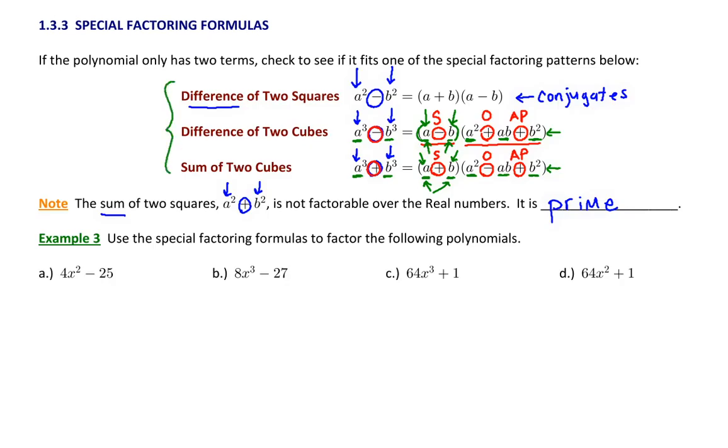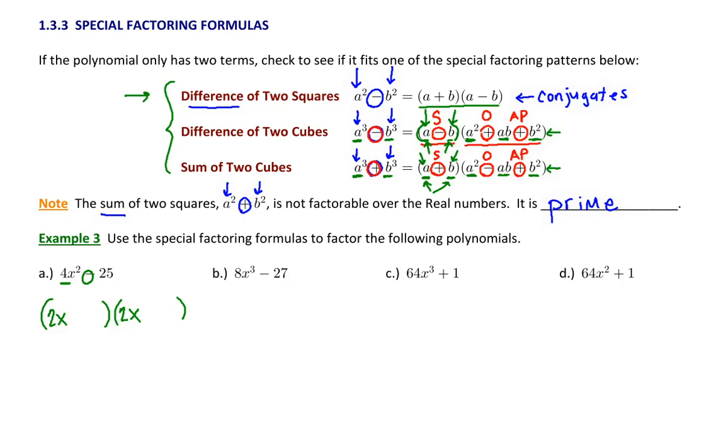So notice our first term there, 4x squared, is a perfect square. 25, the second term, is also a perfect square, and I have a minus in between. So this is the difference of two squares. So I'm going to follow the pattern a plus b, a minus b. Okay, so what does that look like? We're going to have two factors multiplied by each other. The first term in each of those binomial factors is going to be the square root of the first term in our binomial. So clearly that is 2x. So I'm going to have a 2x in the first two spots.